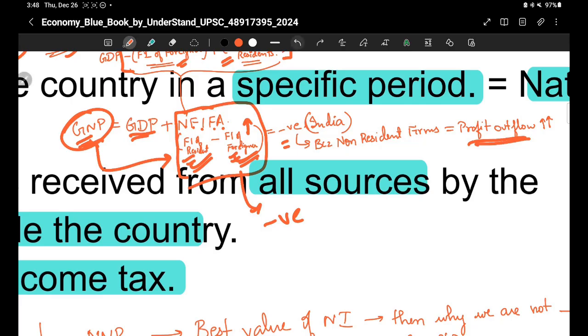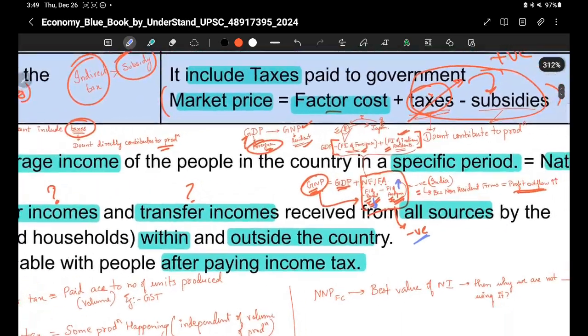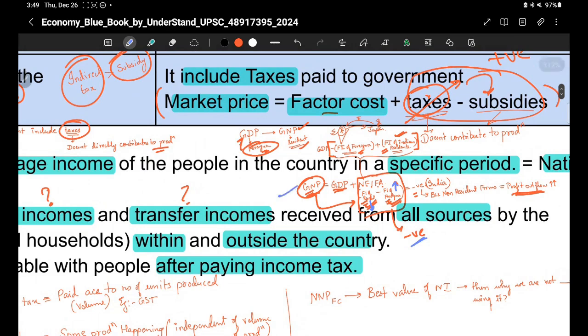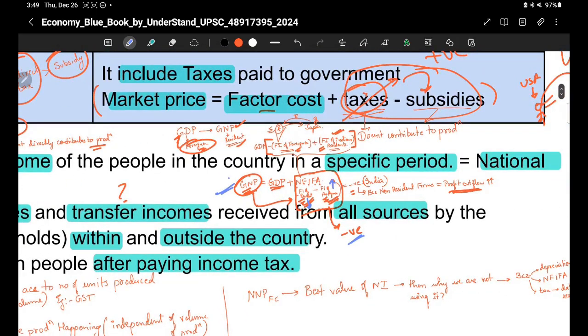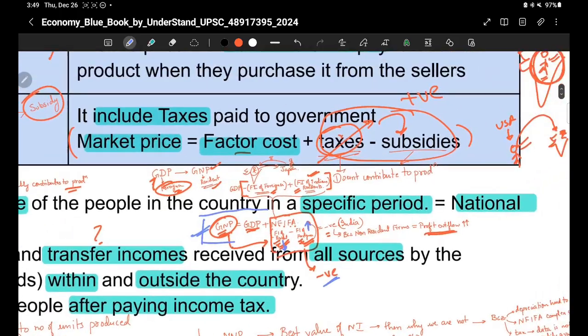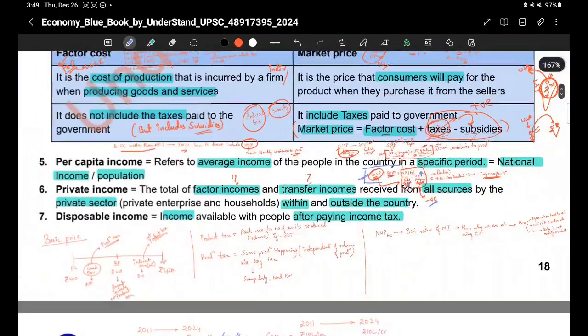Let me write in another color. This value is more, but foreign income from residents, like we get remittance and all that, is very less. So that's why it is negative in case of India. This is not given in this book, that's why I'm telling you separately. This GNP is equal to GDP plus net factor income from abroad. This has been asked in many test series as well, so I just included it here. Okay, we covered everything here.